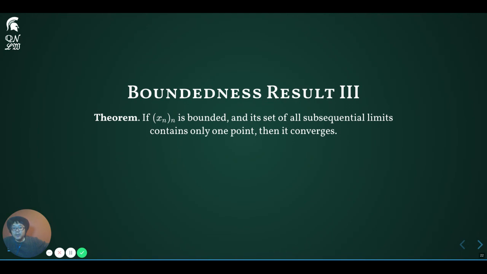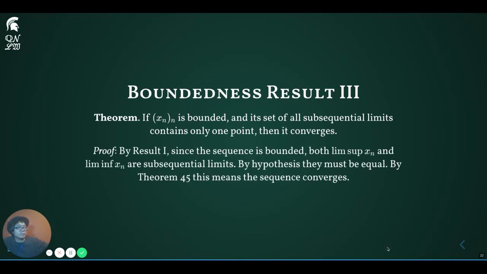Okay, let's finish up and give the proof. Using the first result of today, we notice that both limsup and liminf have to be subsequential limits. By the hypothesis of this theorem, there is only one possible value for the subsequential limit. So we are forced to conclude that limsup is equal to liminf. Returning to theorem 45 that we proved last week, this means that the sequence must converge, with the limit equaling the common value shared by limsup and liminf.